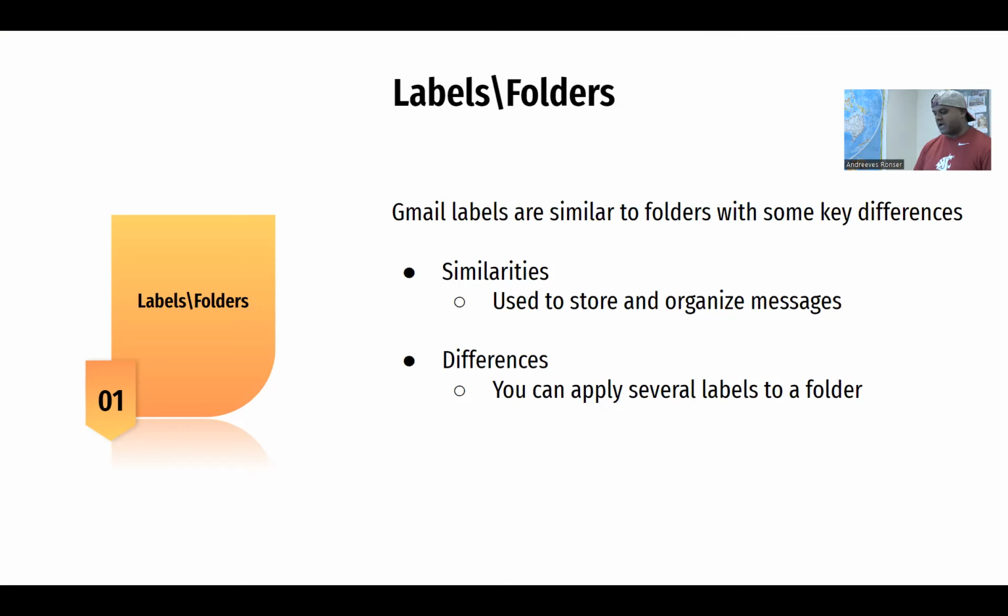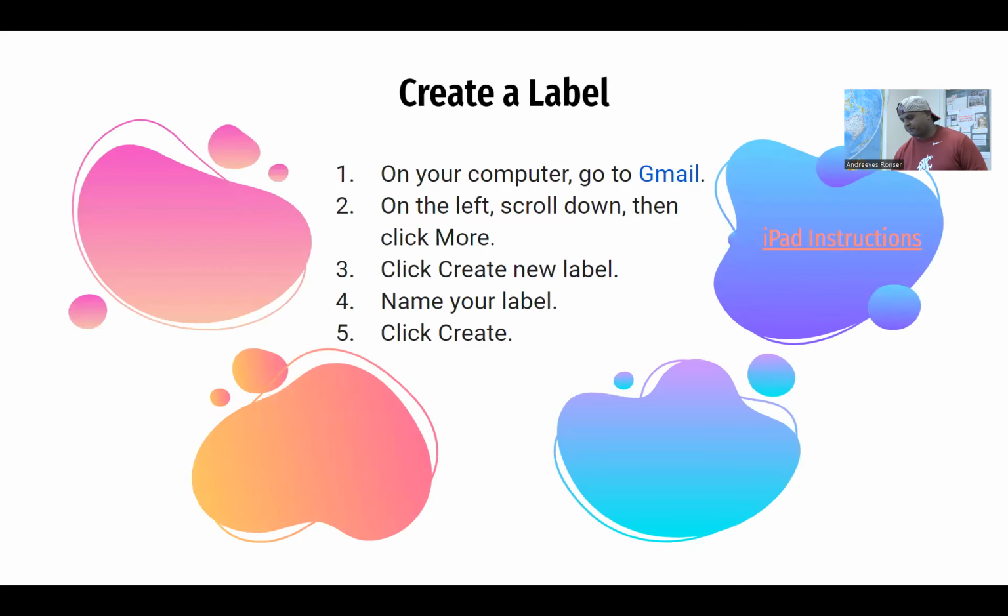And we'll talk a little bit about that, but like it says here, Gmail labels are similar to folders with some key differences. They're used to store and organize messages, but the difference really is you can apply several labels to each message, right? We'll go through and we'll talk about this, but to create a label, if you're using a laptop or you have access to a full desktop browser, inside the Gmail app on the left-hand side, you can scroll down to where it shows labels and you can create new labels.